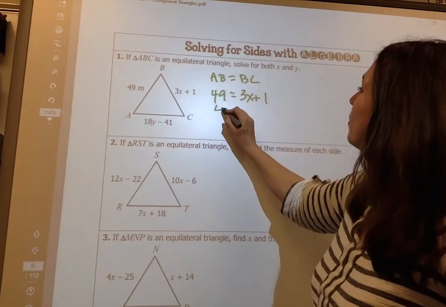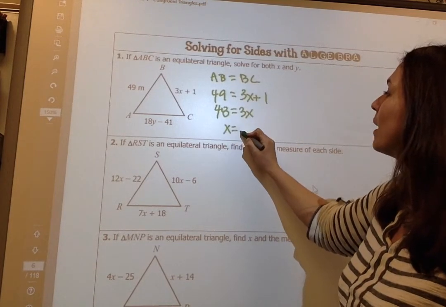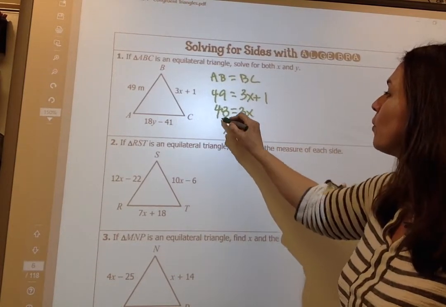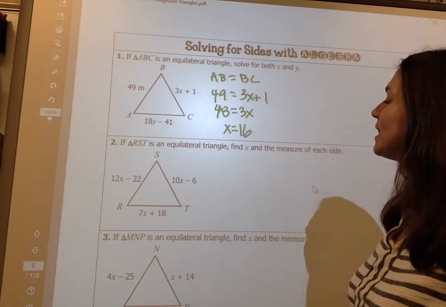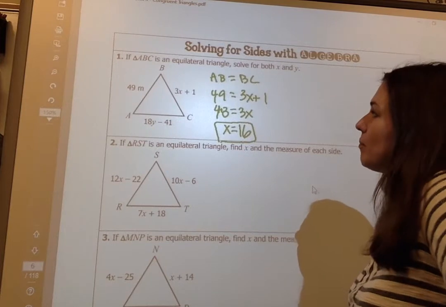So I subtract 1 on both sides, I get 48 equals 3x. When I divide by 3, 3 goes into 4 one time with 1 left over, 3 goes into 18 six times. So x is 16.